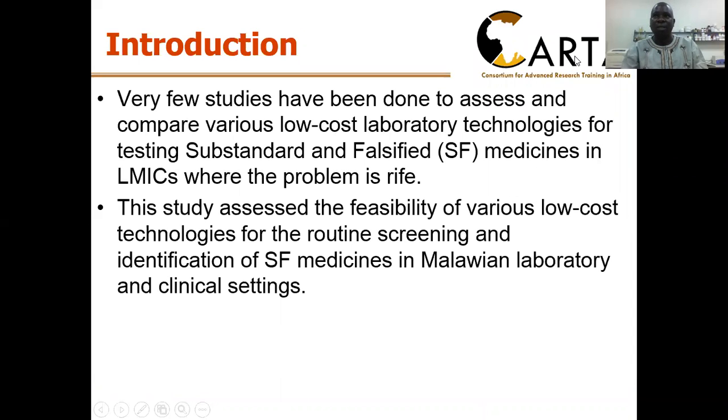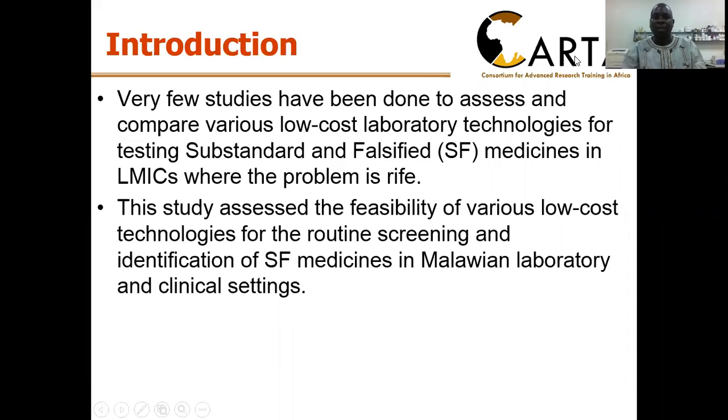Substandard and falsified medicines have been found in almost all the countries in the world, both the high-income countries and low-income countries. But the problem is mainly rife and big in the lower-income countries. This is coupled by the lack of capacity, lack of necessary laboratory reagents, and lack of necessary advanced laboratory systems to assess the substandard and falsified medicines.